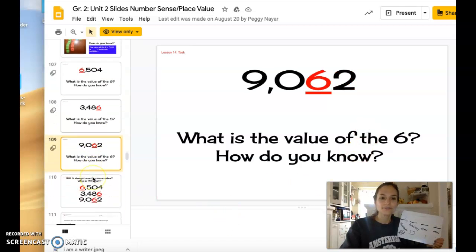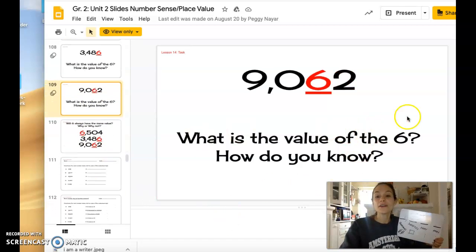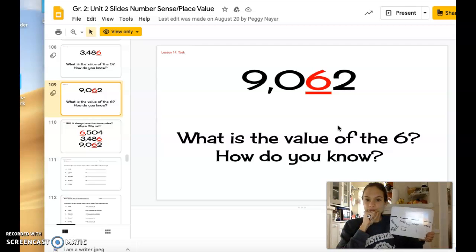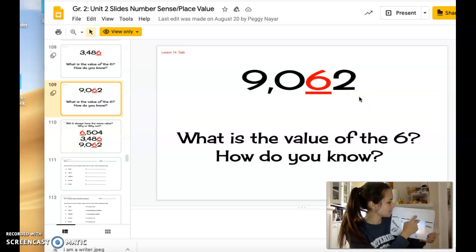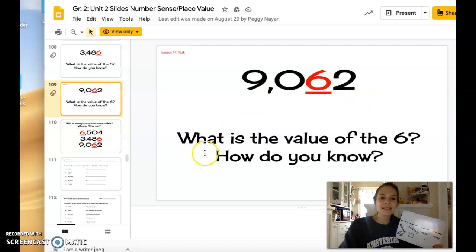How about here? What is the value of the 6 in the number 9,062? What is the value of the 6 and how do you know? Pause to answer and then come back. The value of the 6 would be 60. It's in the tens place. So the value of 6 is 60.